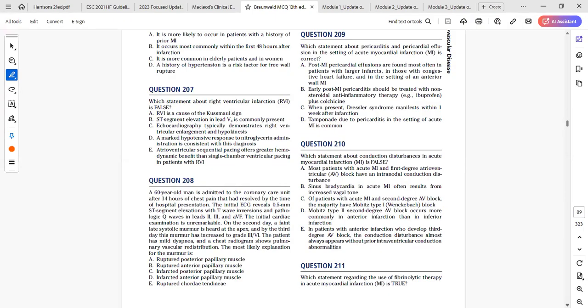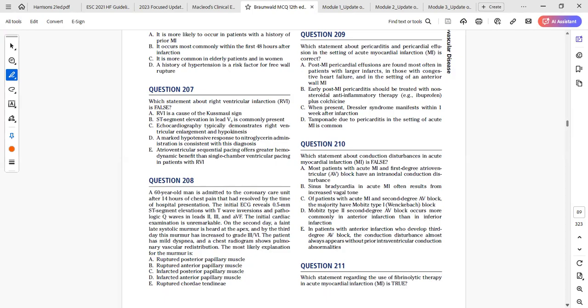So the correct answer, that is the one that is false, is option B. So V4R is the one that will show ST segment elevation rather than the standard V4. I don't know whether there are contributions. For question 207, B is the answer. Okay, I'll go to 208.